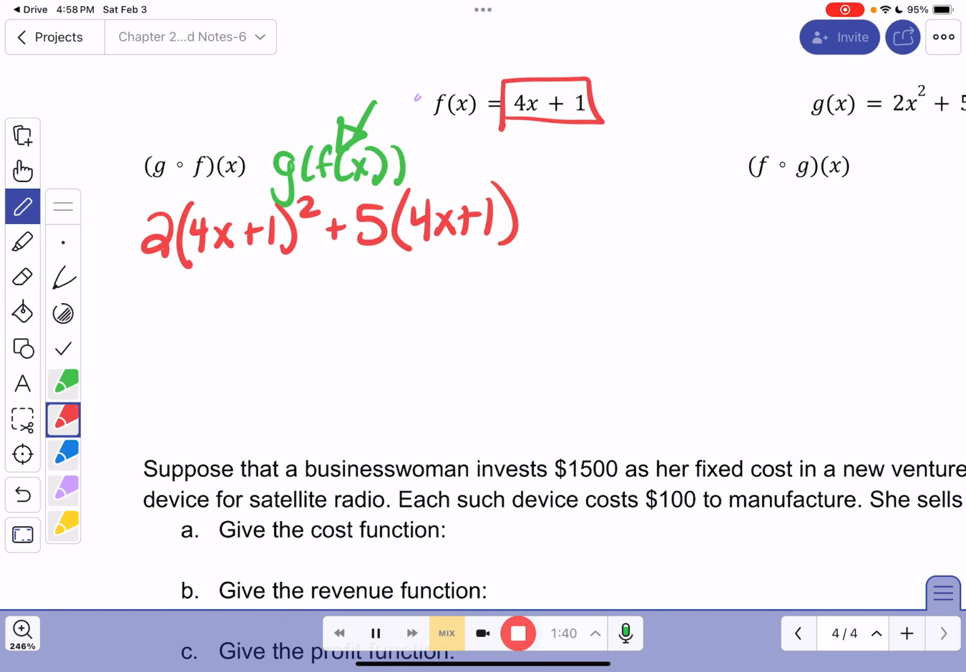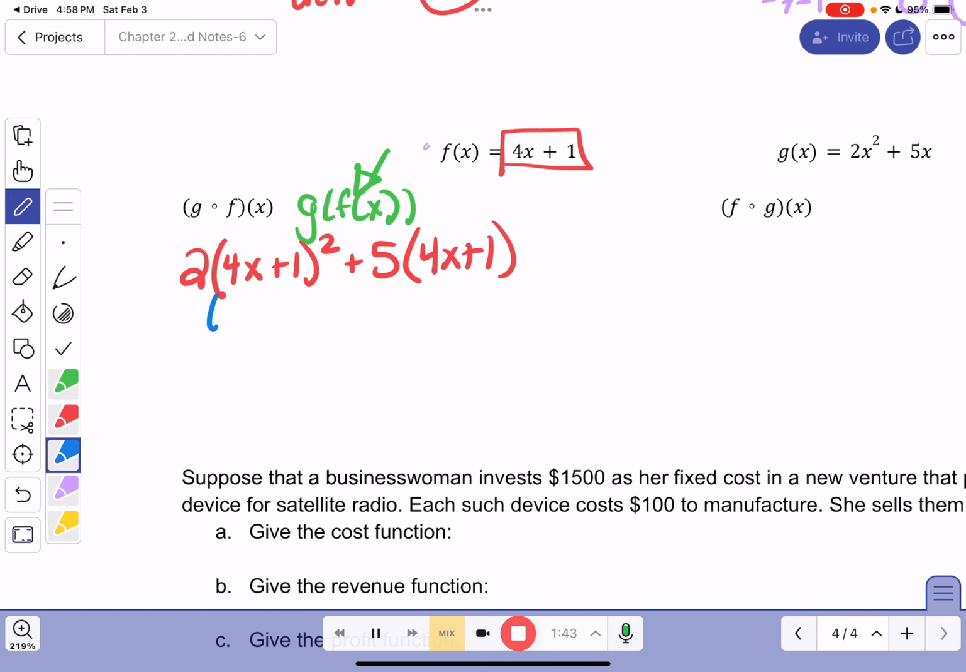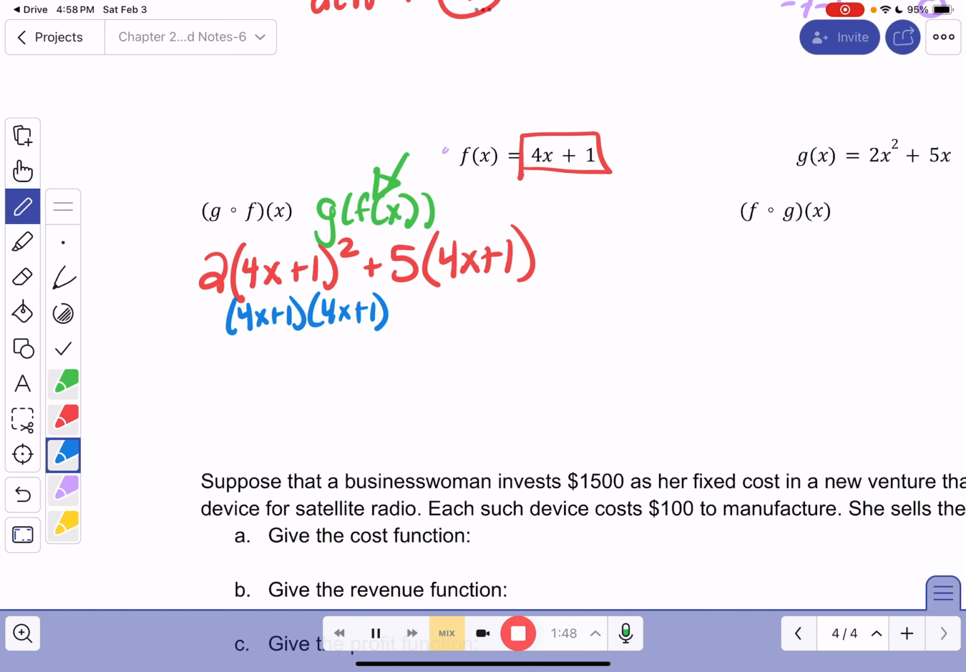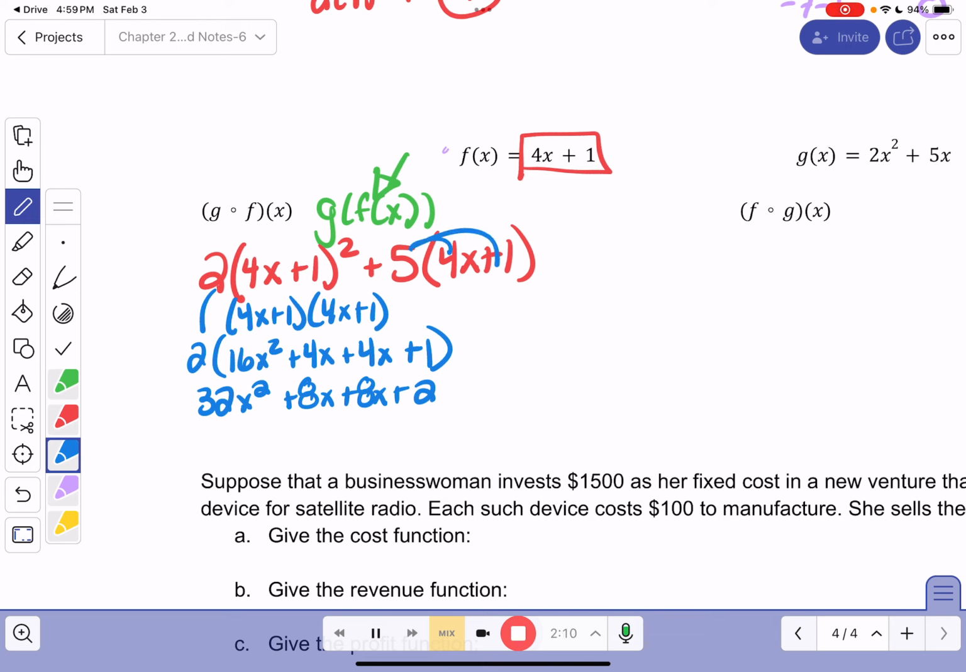And now we just do the math out. So if I do 4x plus 1 squared, 4x times 4x is 16x squared. 1 times 4x is 4x. 1 times 4x is 4x. 1 times 1 is 1. Distribute the 2 to all of those pieces. We get 32x squared plus 8x plus 8x plus 2. And if I distribute these pieces here, 5 times 4x is 20x, and 5 times 1 is 5.